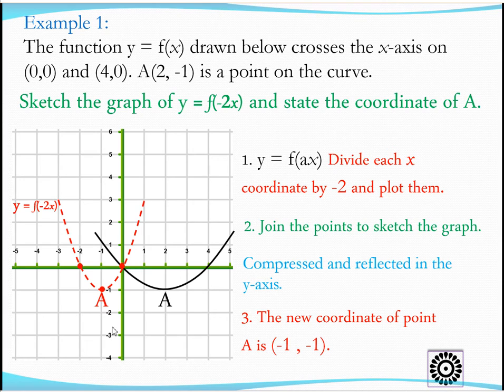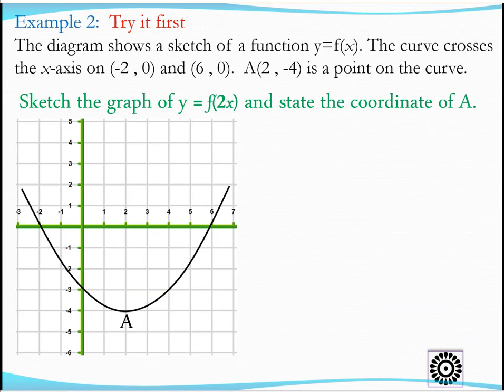Now let's see what happens to the coordinate of a. We said divide only the x coordinate. Divide 2 by negative 2 is negative 1. That's exactly what we've got here. So we can even know the outcome even before we do the transformation. Now pause this and see if you can get it right yourself.